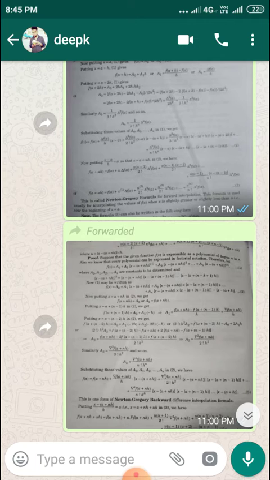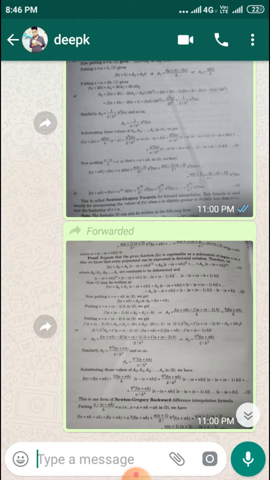Again, Newton-Gregory backward difference interpolation formula. Now we have values a plus h, a plus 2h, ..., a plus nh. These are n plus 1 equidistant arguments of x of the function y equals f(x), and corresponding values f(a plus h), f(a plus 2h), ..., f(a plus nh). Then f(a plus nh plus uh) is equal to f(a plus nh) plus delta f(a plus nh).